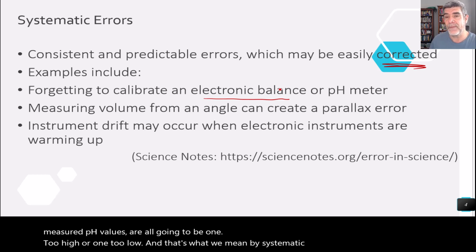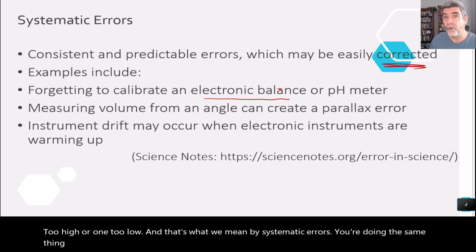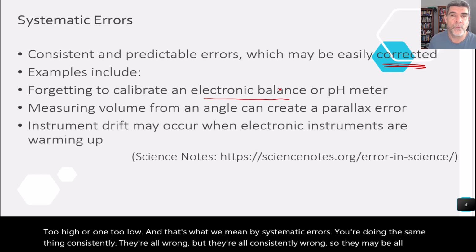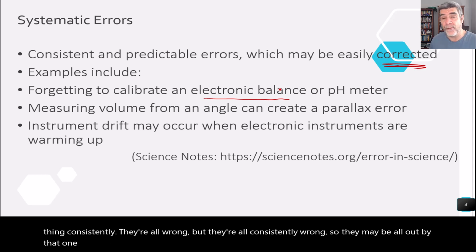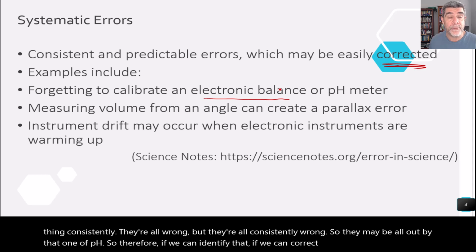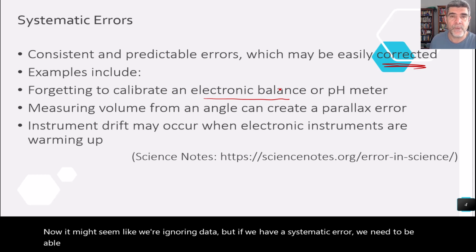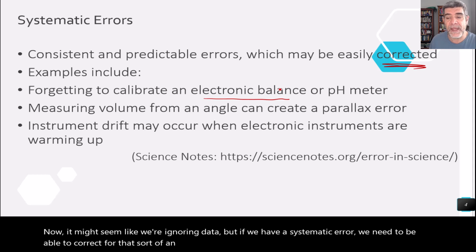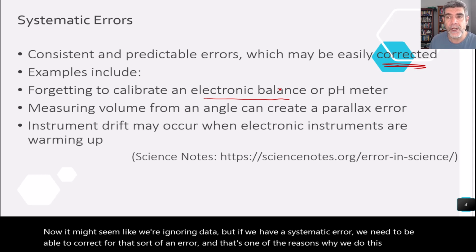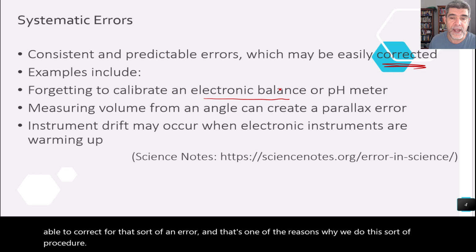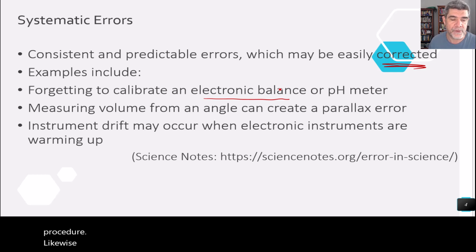You're doing the same thing consistently. They're all wrong, but they're all consistently wrong. They may all be out by 1 pH. So if we can identify that and correct it, maybe recalibrate our instruments and then retake the measures, we might then say, well, I'm going to ignore that first set of values. Now, it might seem like we're ignoring data, but if we have a systematic error, we need to be able to correct for that sort of error. And that's one of the reasons why we do this sort of procedure.